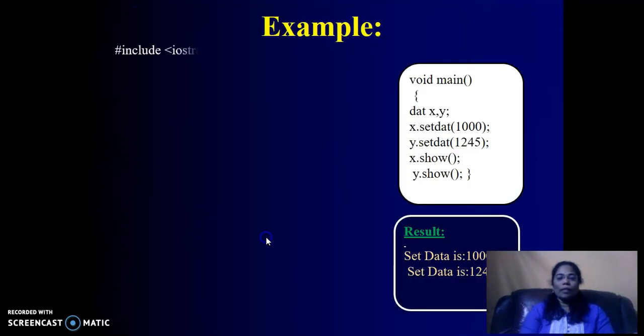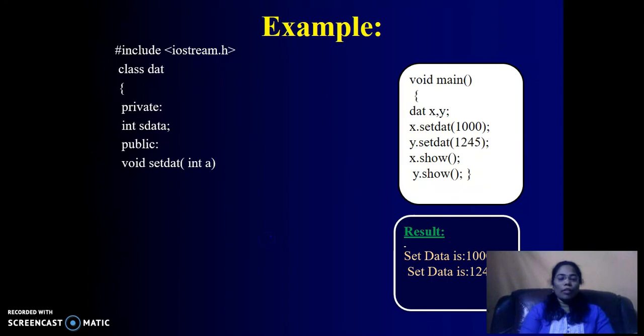Then next one, I have one more example. I am importing the header file. I am creating the class named dad and a private variable, int sData, and a public. Here the member function is void setData. In the previous program we didn't have any argument, but here you can see void setData. I have declared an argument over here, int A.